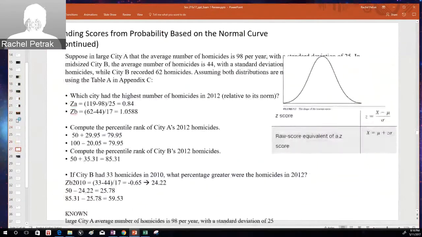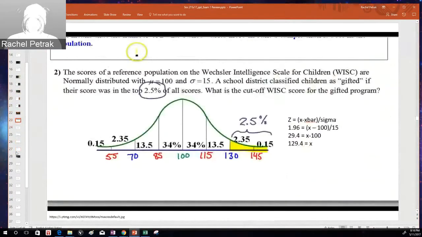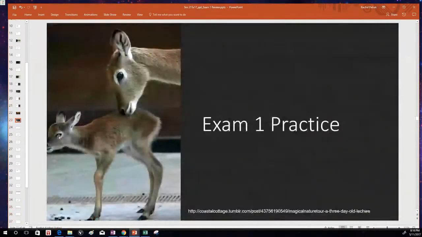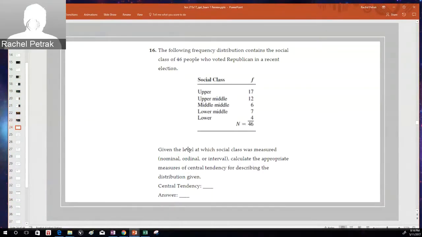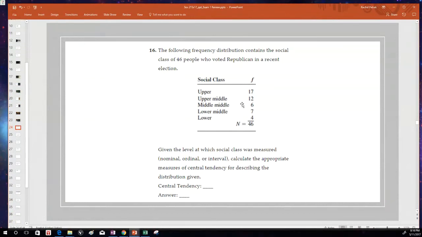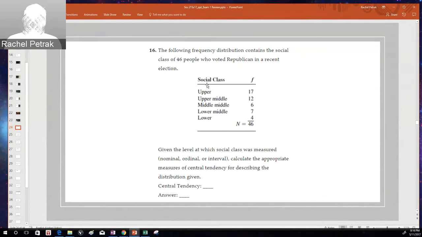I'm going to move these to the end, and then we'll do some review from the other chapters first. Here we have a frequency distribution that contains the social class of 46 people who voted Republican in a recent election. And we're looking at how social class was measured.